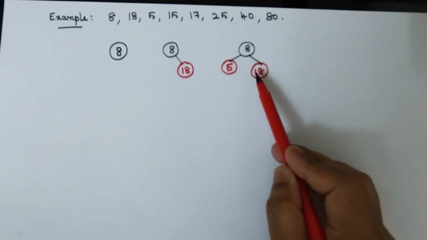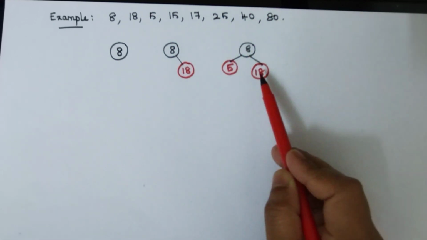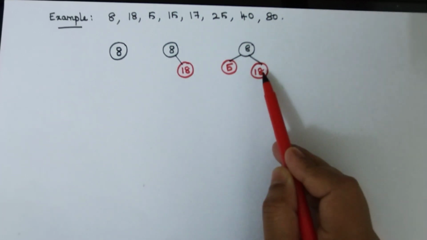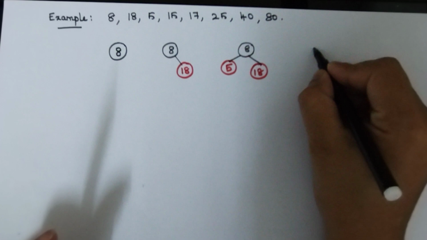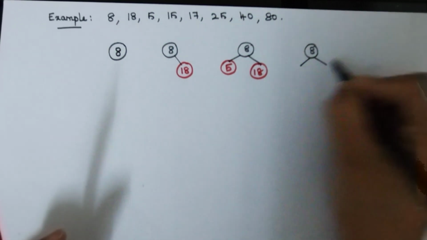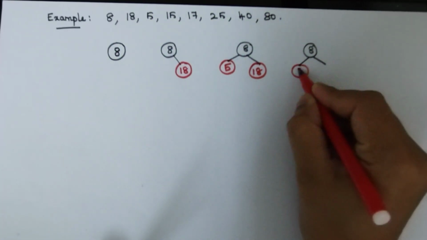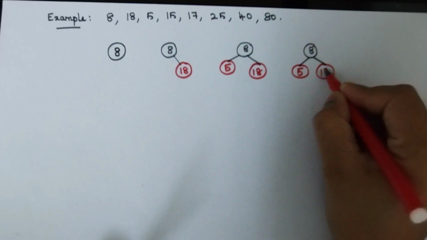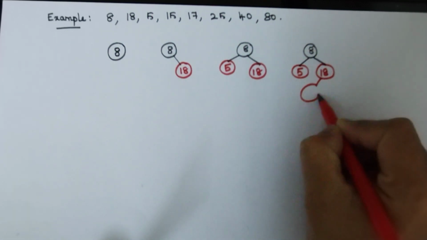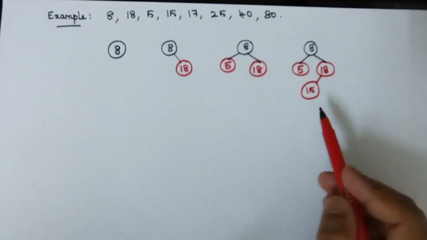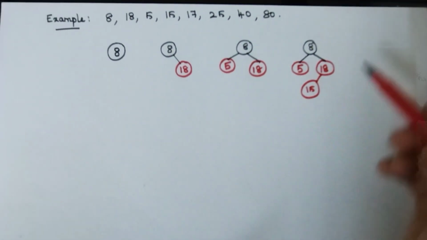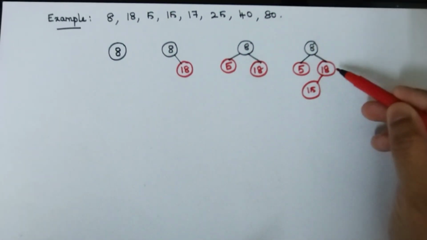Again, in the right of 8, we already have 18. So compare 15 with 18. 15 is lesser than 18, so it should be placed at the left of 18. And when you place 15, how will it get placed? So here 5 already and here 18 already. Now 15 will get placed at the left of 18. If you observe carefully, this tree is violating the property, that is, you obtain 2 consecutive red nodes here.